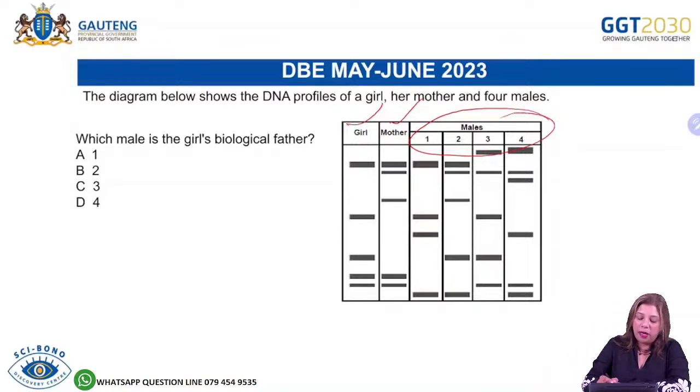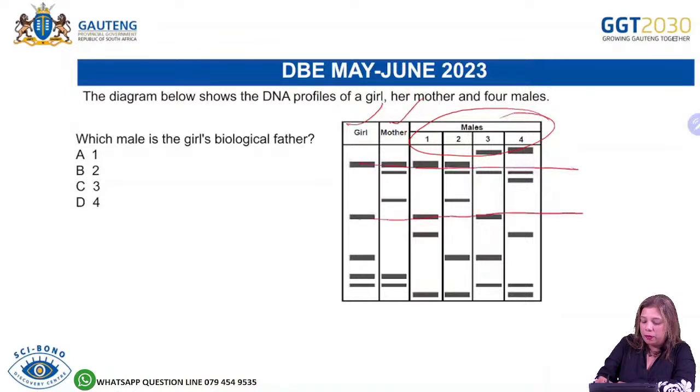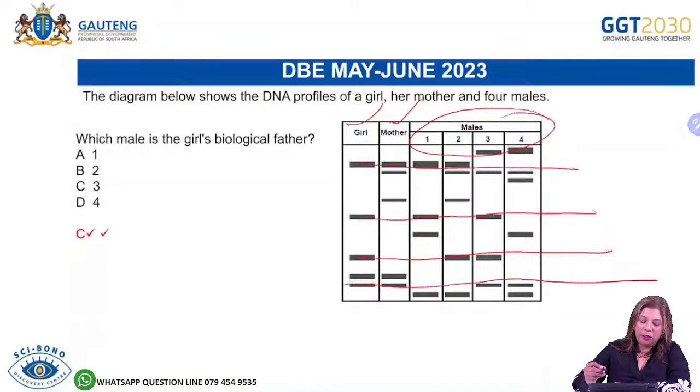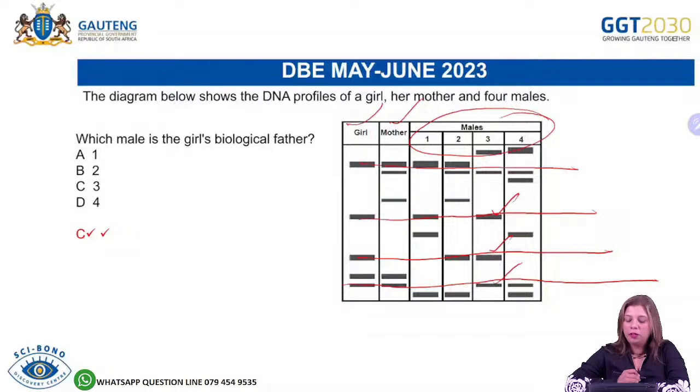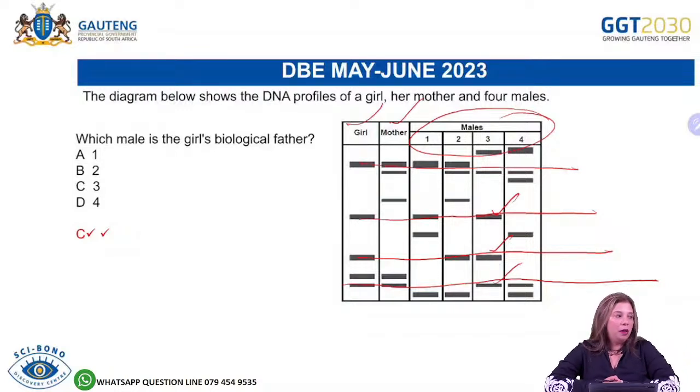And if we match the bands, we will see that the girl matches. If we draw the lines that are going from the girl, it is quite clear cut when we see that the answer is obviously C, which is number 3, because can you see the bands are already matching here? 1, 2, 3. So that is how you determine DNA profiles.